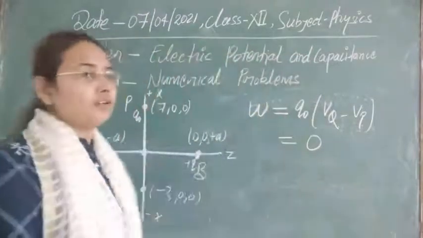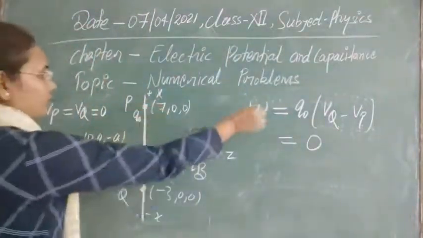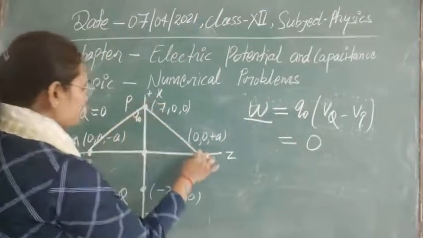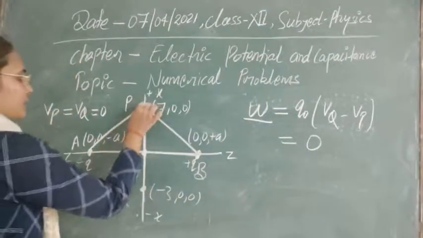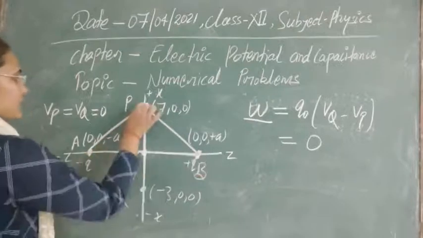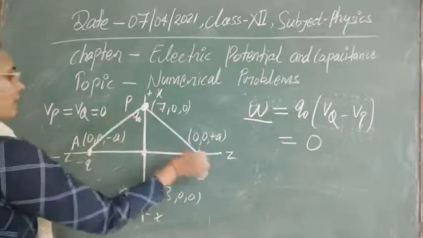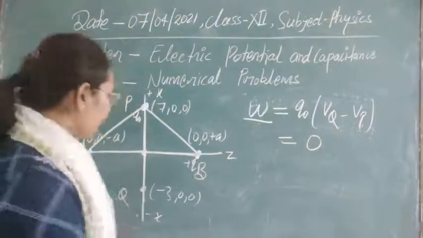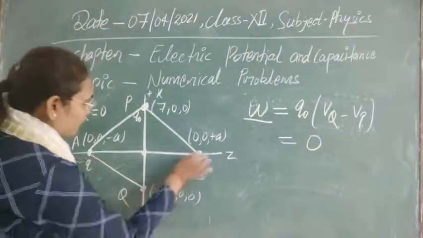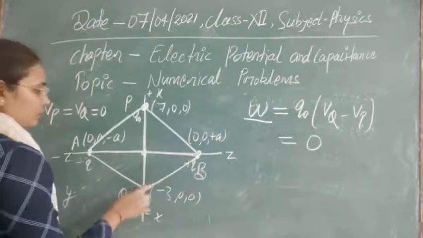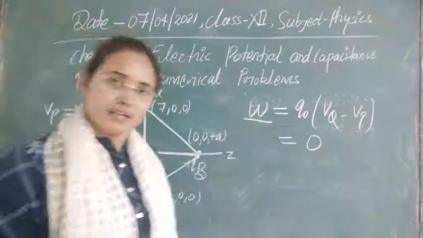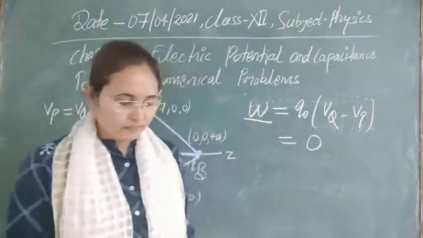Also you can find the value of this W by calculating the potential due to these two charges. For the potential due to the system of these two charges at this point P, you can calculate by the concept of point charges, and in the same way you can calculate VQ by calculating this distance and this distance. After that you can apply this formula, and that will also be equal to 0.